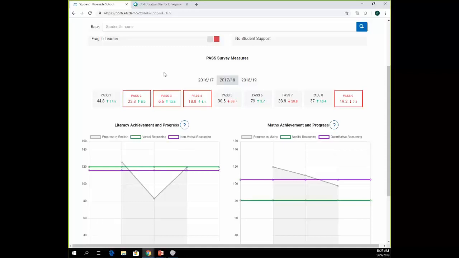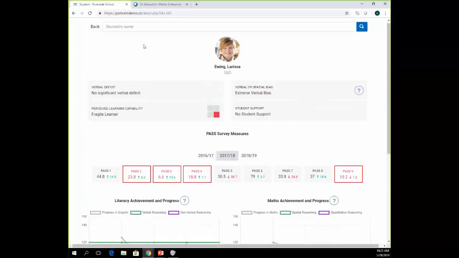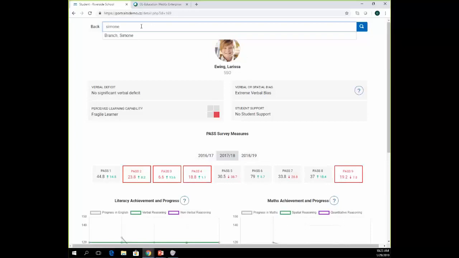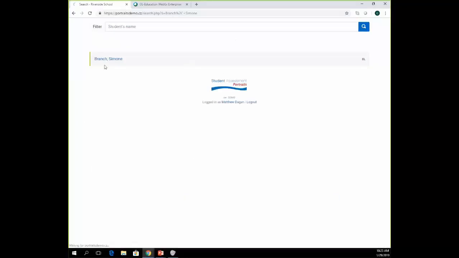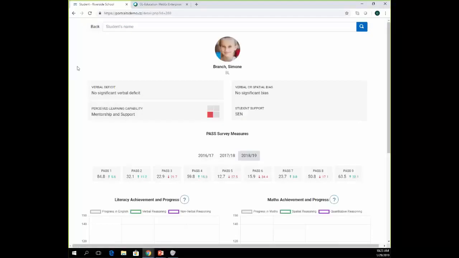If we have the time, I'll take you through one more and I'll show you how, if we look at these two students, we can get quite a different narrative just based on the data. If I pull up Simone, a narrative that I might come to would be different than Larissa. Very good, thank you.